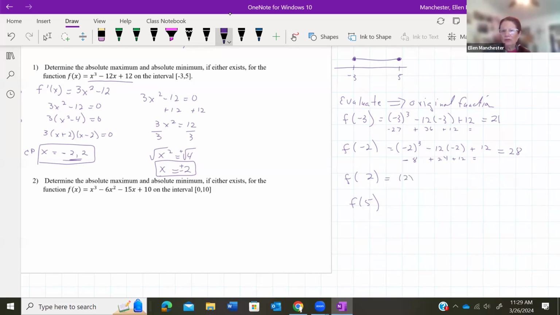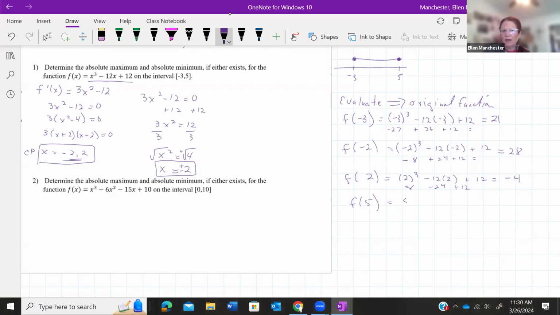Then we're going to go 2 cubed minus 12 times 2 plus 12. So we have 8 minus 24 plus 12. So 8 and 12 is 20, minus 24. So this is a -4. So this is our minimum at this point.